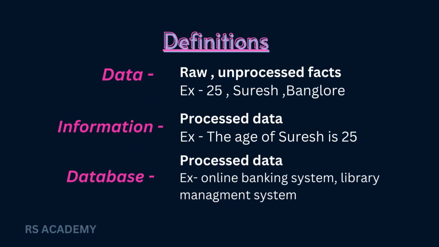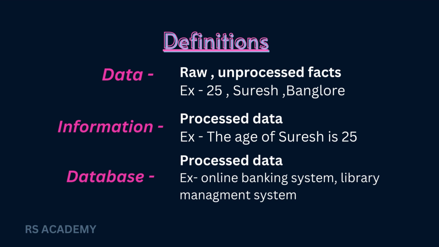So the first one is data. Data is any raw facts or unprocessed facts that you can record. Like for example, any number, name of a person, any name of a place, any kind of text or images, audio, video, etc. All these things are considered as data.